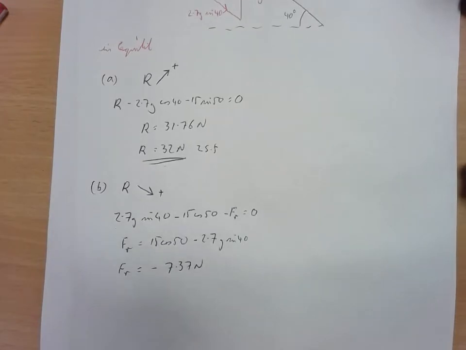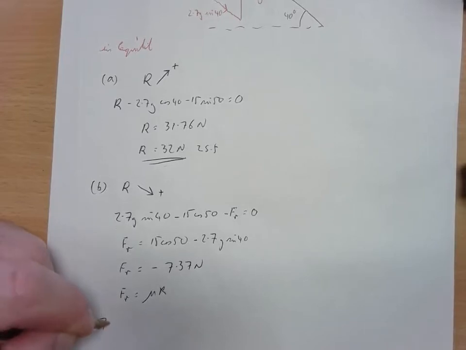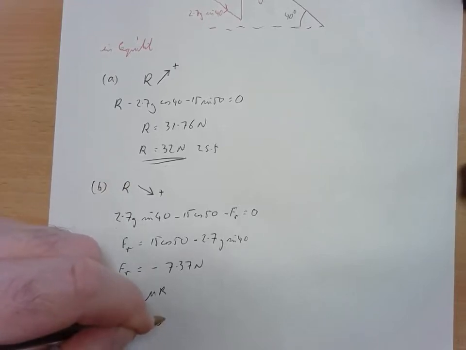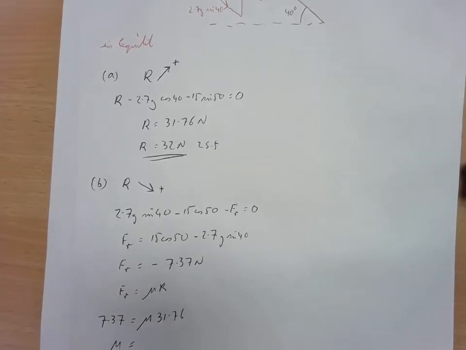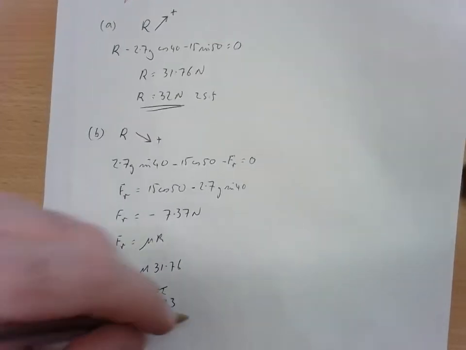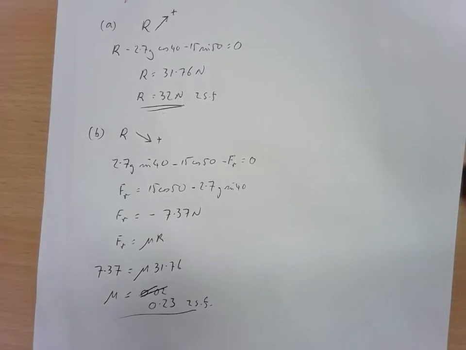Next, because I'm not after friction, I'm after the coefficient of friction, taking the magnitude, 7.37 equals mu times 31.76. And so dividing through by that, mu equals 0.23 to 2 sig fig.